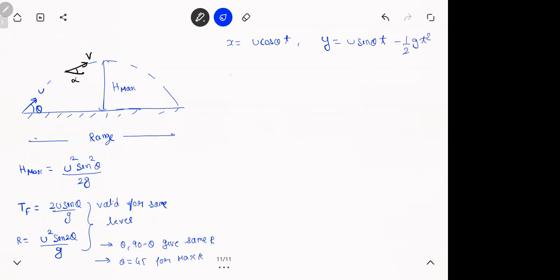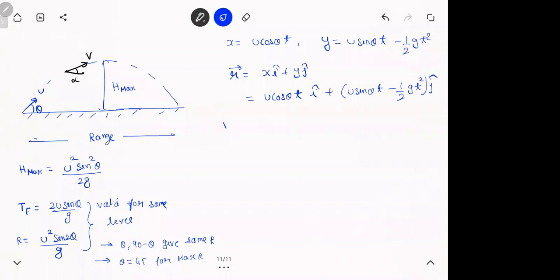So if someone asks you the position vector r bar, which is x i cap plus y j cap, just substitute that. That will be u cos theta t i cap plus (u sin theta t minus half g t square) j cap. That's your position vector. If someone asks you to find the position vector at 2 seconds, find the x coordinate and y coordinate, x i cap, y j cap. Vectors, we must have done that.